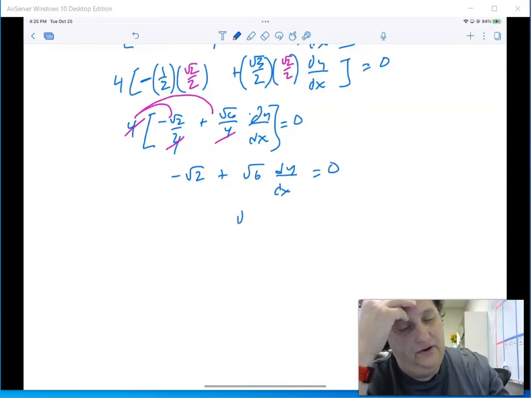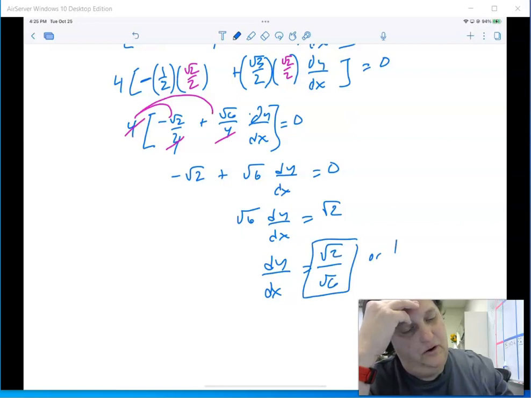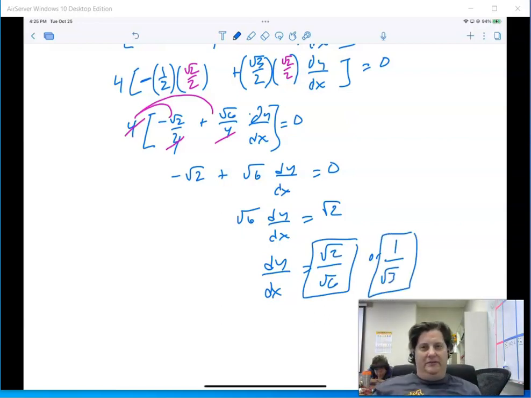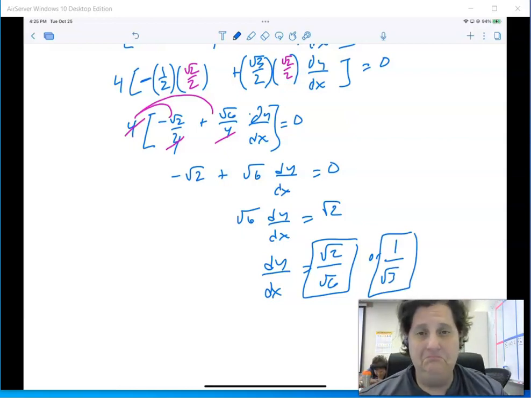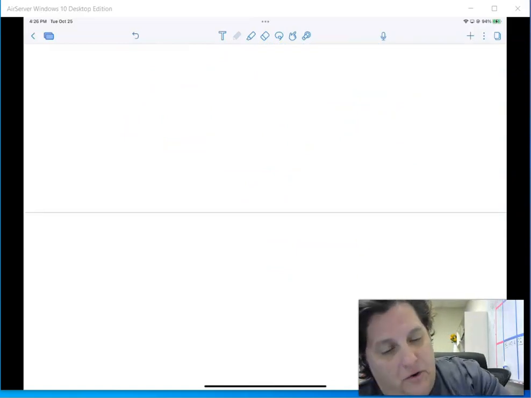Add that over. Root 6 dy dx is root 2. Dy dx is square root 2 over square root 6, which would be an acceptable answer, or 1 over root 3, or any number of things that are equivalent to that. Okay? Whew, not bad. All right, inverse question.